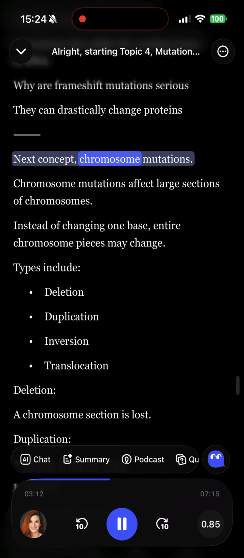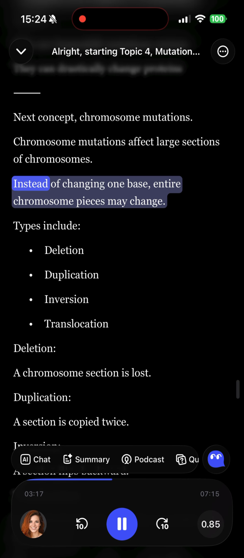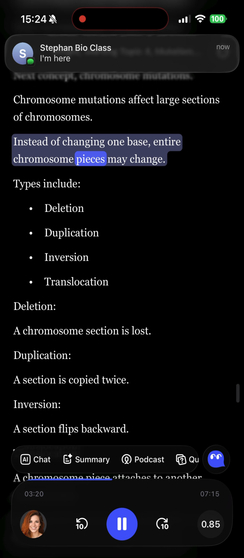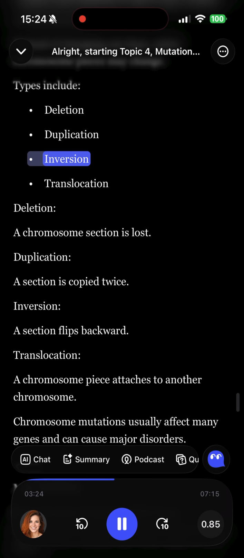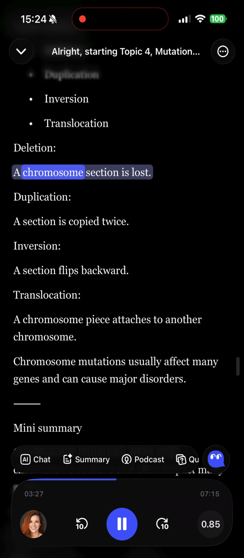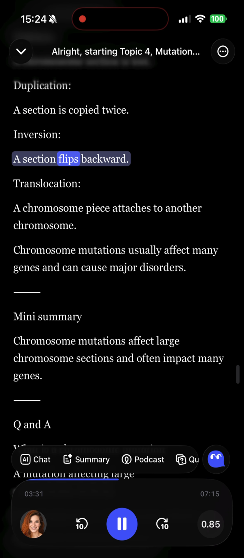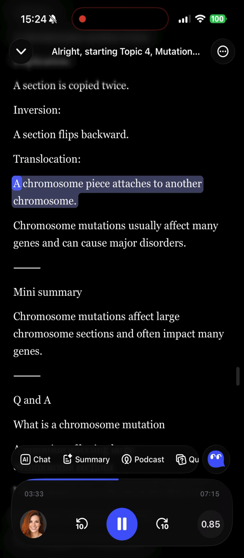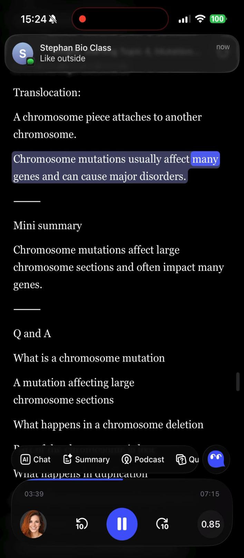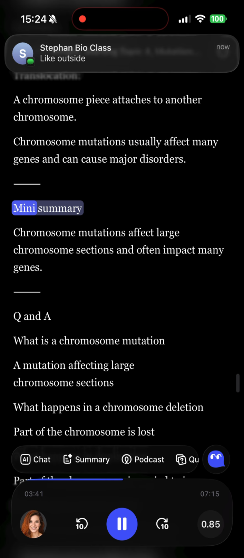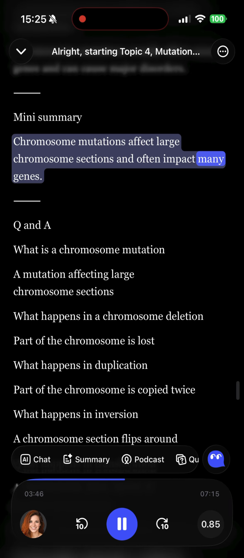Next concept, chromosome mutations. Chromosome mutations affect large sections of chromosomes. Instead of changing one base, entire chromosome pieces may change. Types include deletion, duplication, inversion, and translocation. Deletion, a chromosome section is lost. Duplication, a section is copied twice. Inversion, a section flips backward. Translocation, a chromosome piece attaches to another chromosome. Chromosome mutations usually affect many genes and can cause major disorders. Mini summary. Chromosome mutations affect large chromosome sections and often impact many genes.